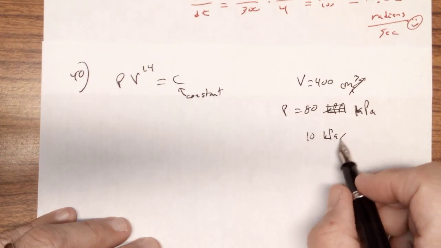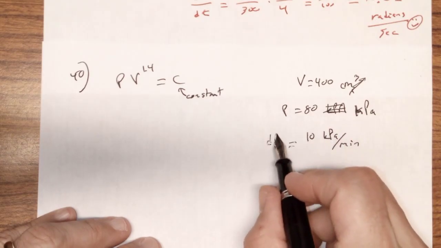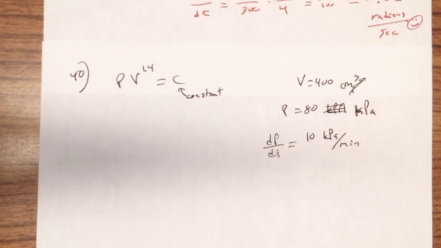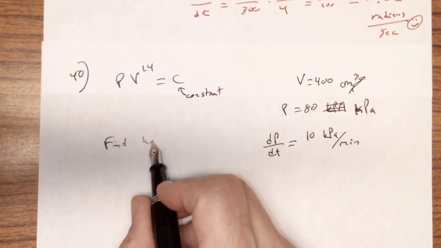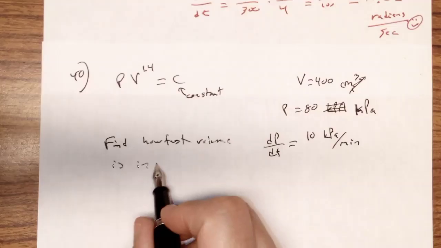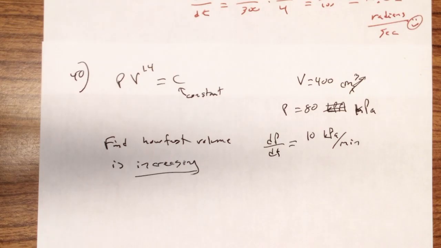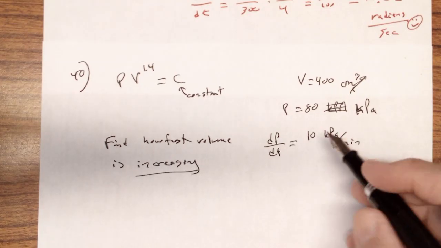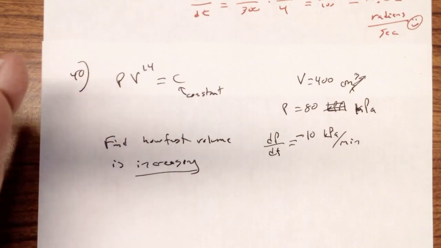10 kilopascals per minute, wait a minute, that's change in pressure over time. That's dP dt. Find the volume change. Find how fast volume is increasing. Oh, that means I need to go back and change something. The pressure is decreasing. That should be a negative number. I promise we'll go through why that should be positive or negative in a minute. Oh, in a section or two.